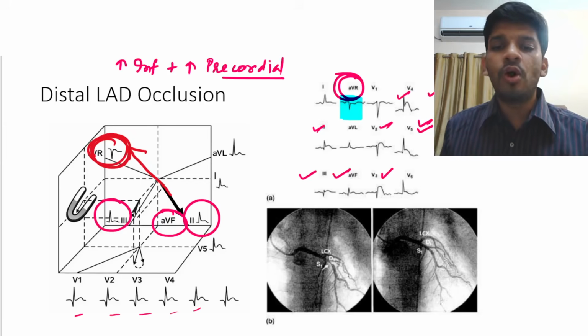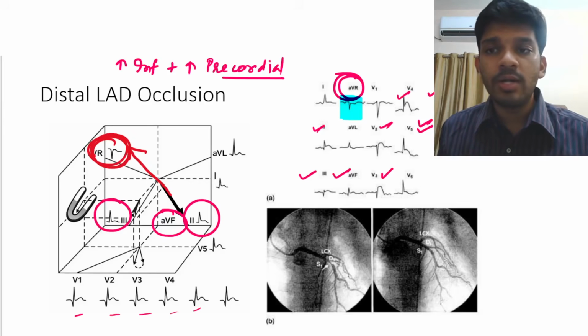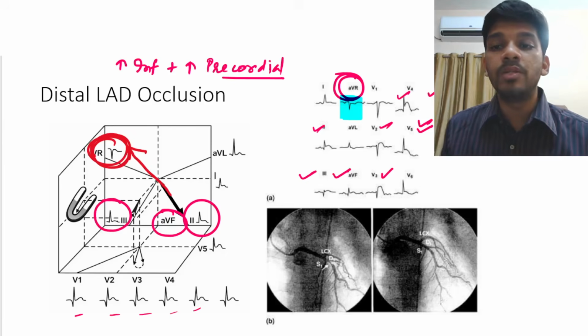And if the LAD is very short, and the infarction is distal to S1 and D1, sometimes you might not get any ST segment elevations in the precordial leads. In fact, inferior lead changes sometimes may be the only things that are seen.